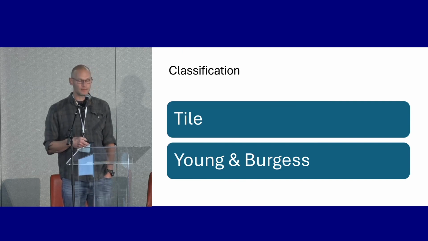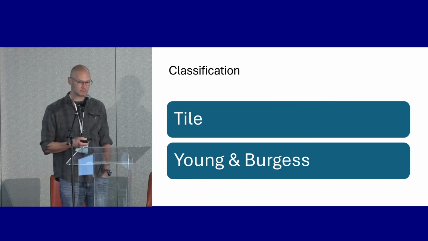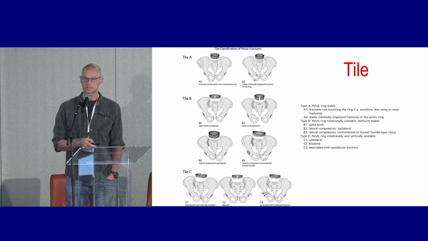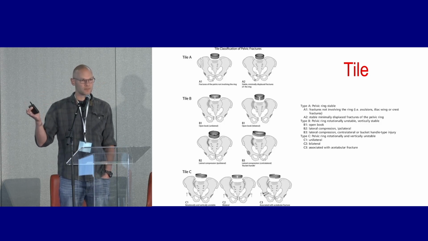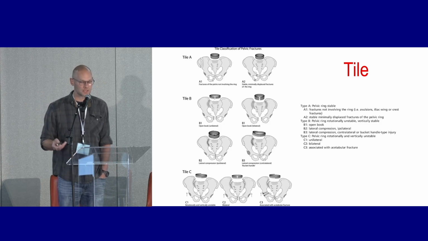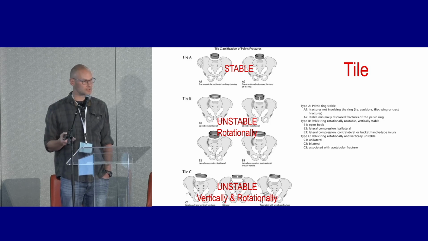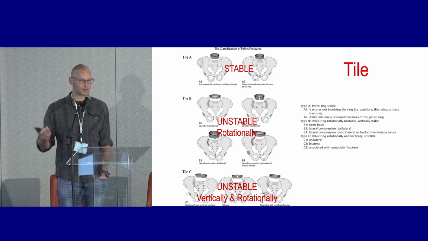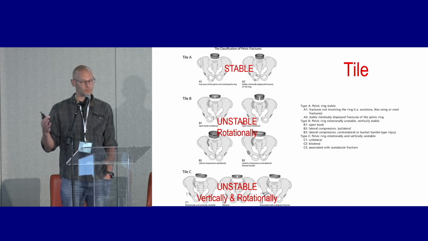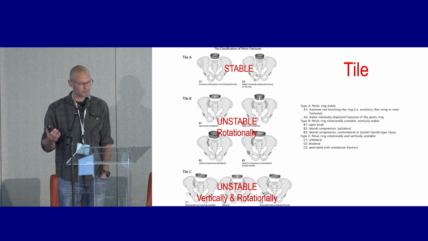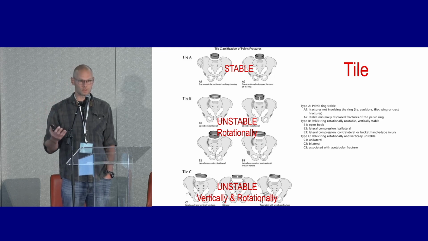Okay, and then let's touch base on some classifications before I wrap it up. So here's the Tile classification. In theory, this is a great classification for this problem because essentially it's trying to put people in 3 buckets, and they're the buckets that we want to know about. Are they stable? That's bucket A. Are they rotationally unstable? That's bucket B. And then bucket C is, are they vertically and rotationally unstable? So that's great. That's the question I'm trying to get to with this talk.